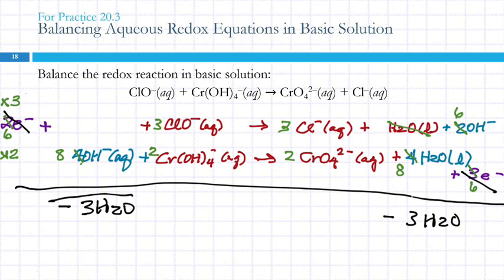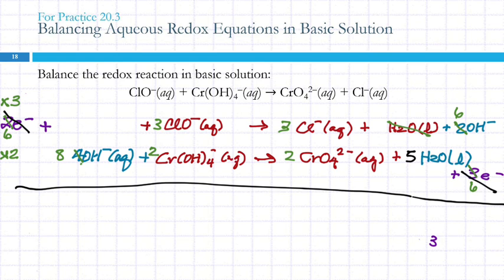Oops. Okay. Here, I had 8 waters, and I'm subtracting 3. How many do I have now? 8 minus 3 is 5. Okay. Is there anything else that's on both sides? Hydroxides. This side has 6 of them. This side has 8 of them. And if you're thinking, this is really a mess. Yes, it is. It's a big old mess.